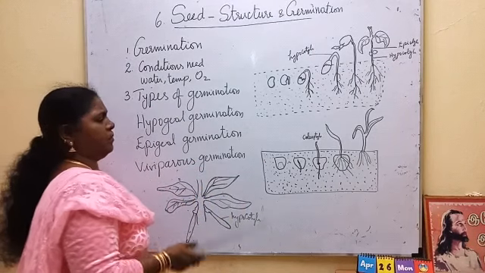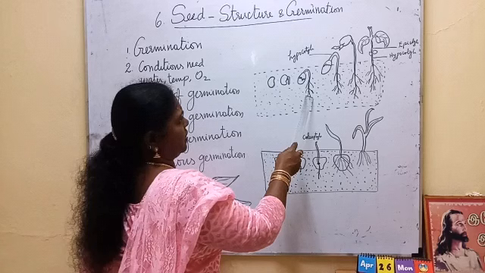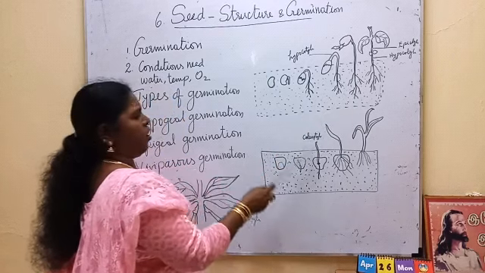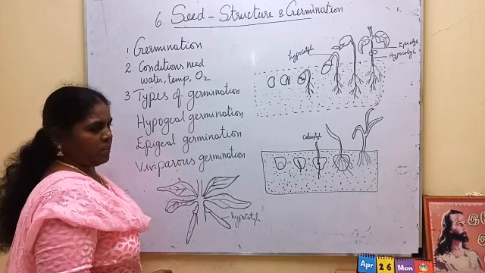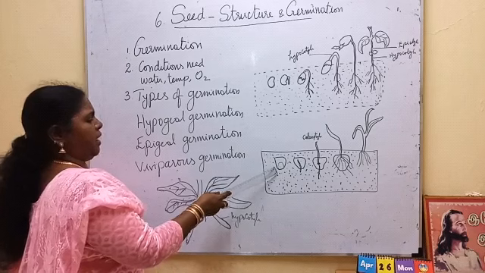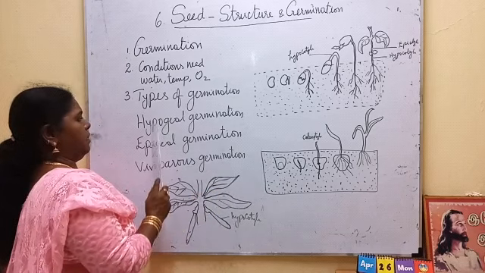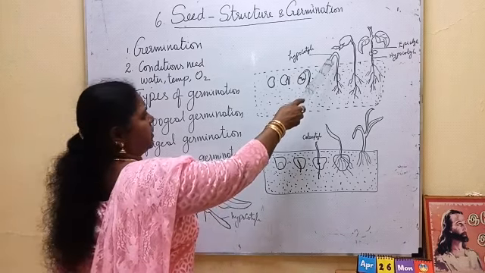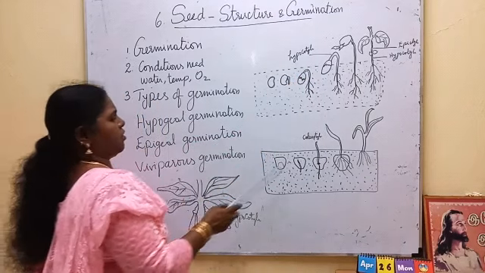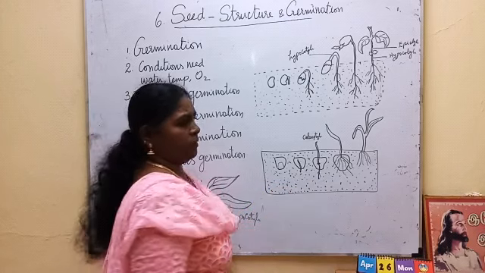In epigeal germination, here the hypocotyl elongates first. The seed remains inside the soil. In hypogeal germination, the cotyledons remain in the soil. In epigeal germination, the cotyledons will be brought above the soil.